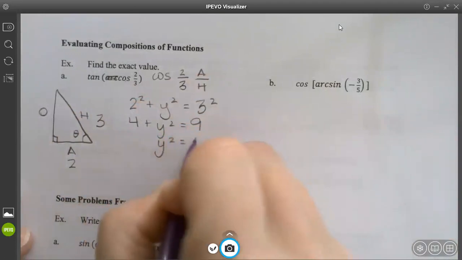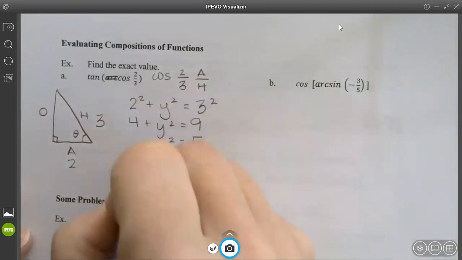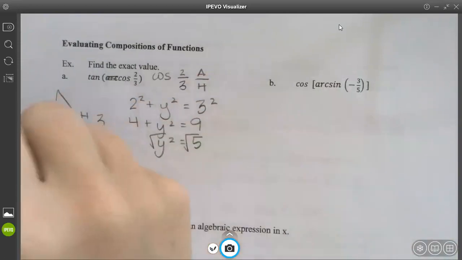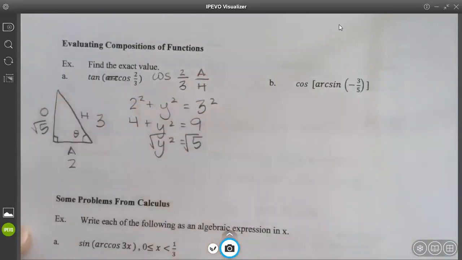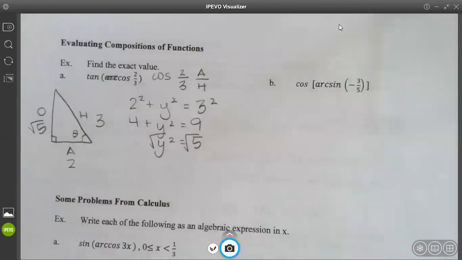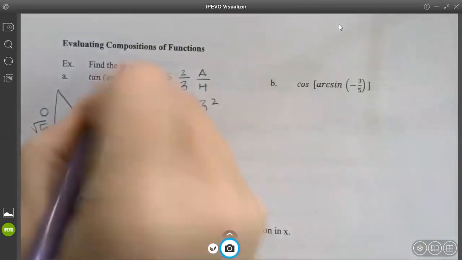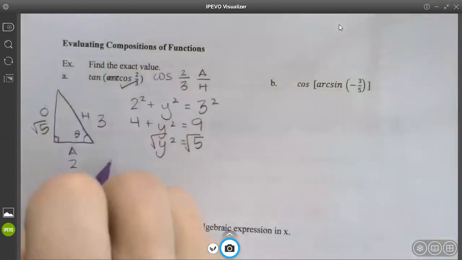And I get Y squared equals 5, and then take the square root. So your O is square root of 5. Don't try to fix it. Don't try to flip it or do anything, because it says arc. Just use cosine like you're supposed to. You've worked on that part. Now you do your tan.